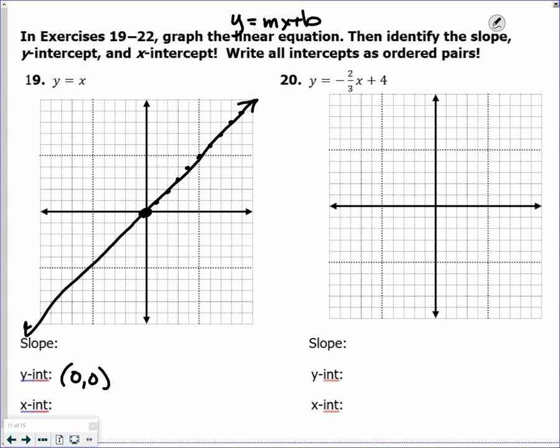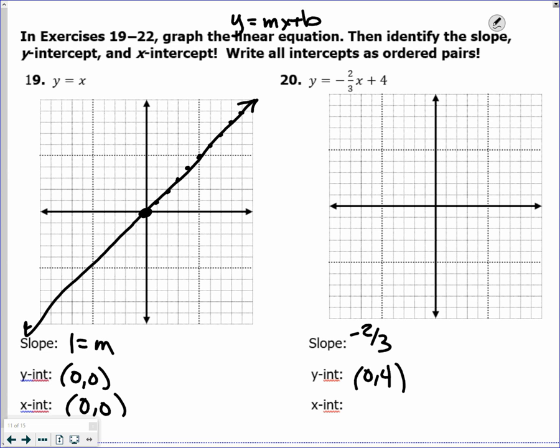Now, what would the slope be? The slope is 1. You can also write that m equals 1 either way. And the x-intercept is actually the same as the y-intercept. It's the point 0, 0. Next one, from the equation, I know the slope is -2/3. Notice it is just -2/3. It is not -2/3 x. Okay, there is no x involved with a slope. The y-intercept is the point 0, 4.